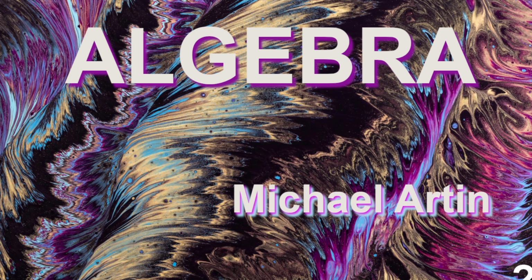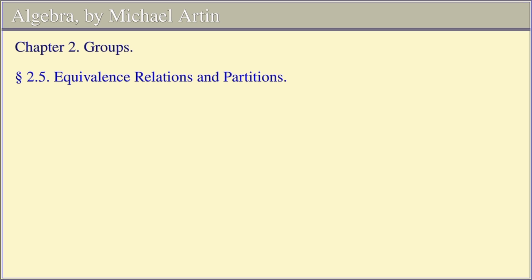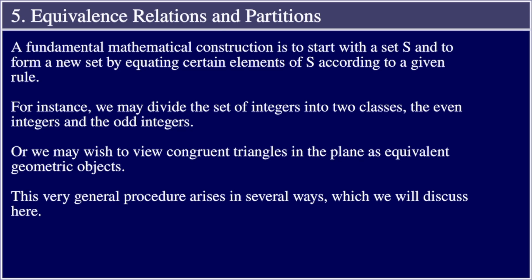Algebra by Michael Artin. Chapter 2, Groups. Section 5, Equivalence Relations and Partitions. A fundamental mathematical construction is to start with a set S and to form a new set by equating certain elements of S according to a given rule.